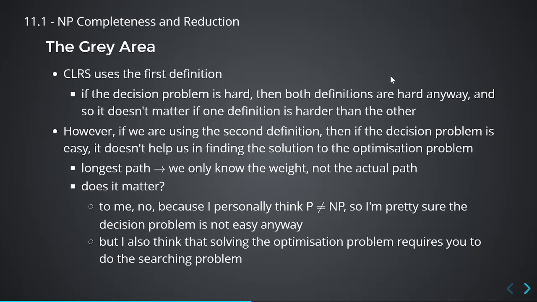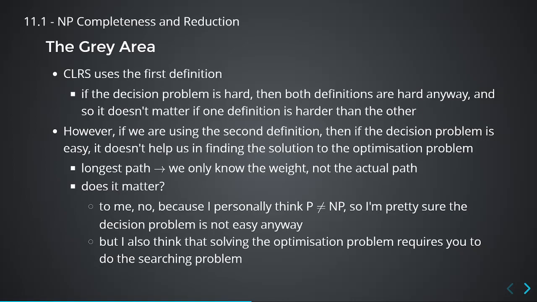And it's obvious with the longest path problem, right? Because you simply won't get the path. But does it matter? To me, no. And I kind of agree with CLRS here. I think P is not NP. So I'm pretty sure it doesn't matter because the decision problem is hard anyway, and it's not going to help me solve the optimization problem efficiently.